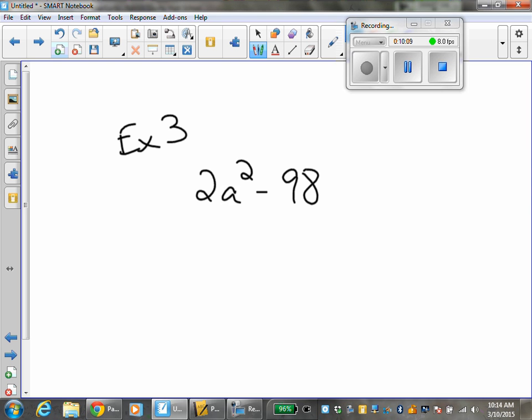So here's the thing. You don't just throw up your pistol and say, you can't. Okay? You got to think of all the things you know. Does it have a GCF? Yes. So when we factor out a 2, what will I be left with? A squared minus 49. Are we finished?